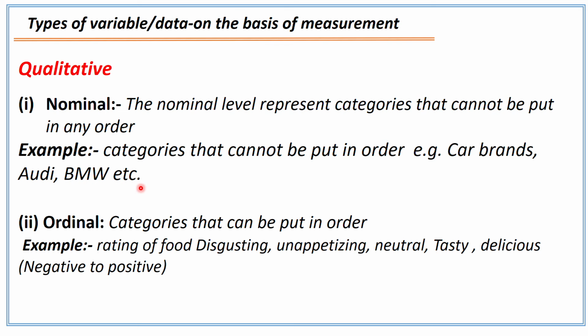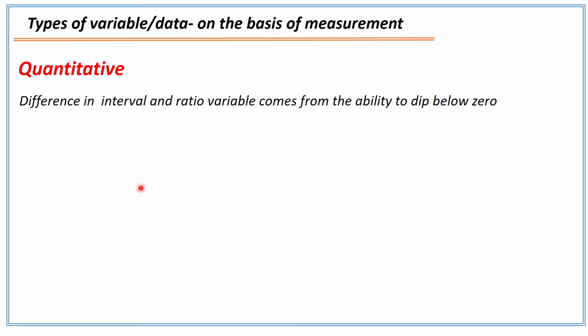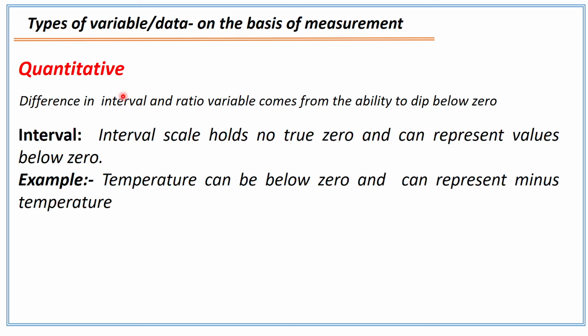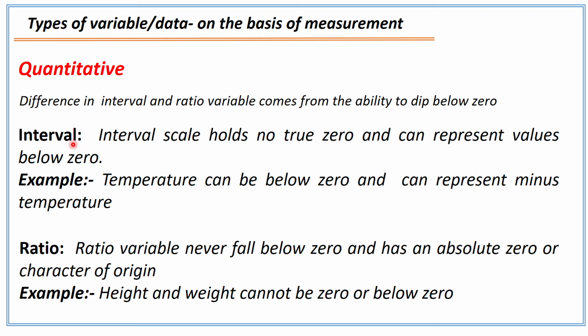Now we will move to the next, quantitative. There are two types of quantitative variable we have seen. First is the interval and second one is the ratio. Interval scale holds no true zero and can represent values below zero. Please understand, interval scale holds no true zero and it can represent values below zero. The example of that is temperature, which can be below zero and can represent minus temperatures, like -4, -6. There are places where we report temperature in minus, correct? Those kind of data is known as interval quantitative data.